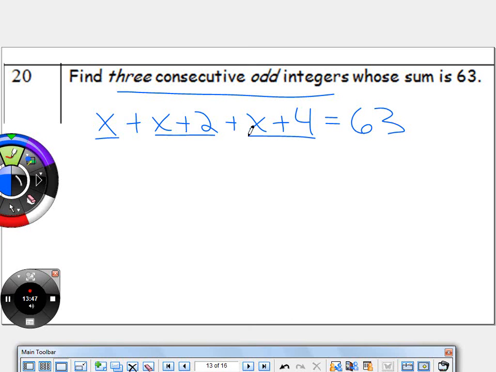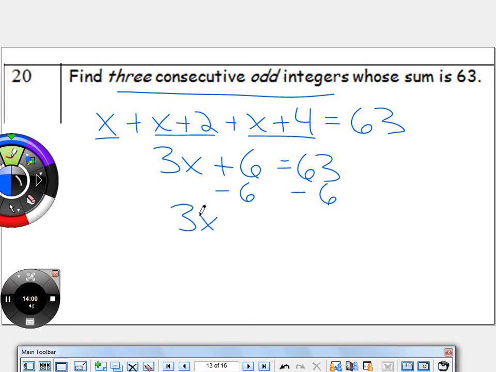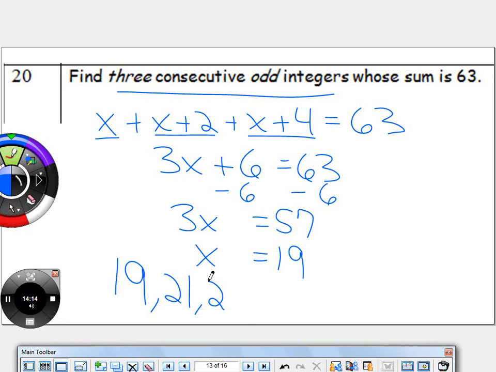So we have x plus x plus x, so we got 3 of them, 3x, plus 2 plus 4, which is 6, equals 63. Subtract 6, 3x equals 57, divide by 3, and you get 19. Now 19 is the first number, so if 19 is the first one, the next consecutive odd integer is 21, and then the next one is 23.